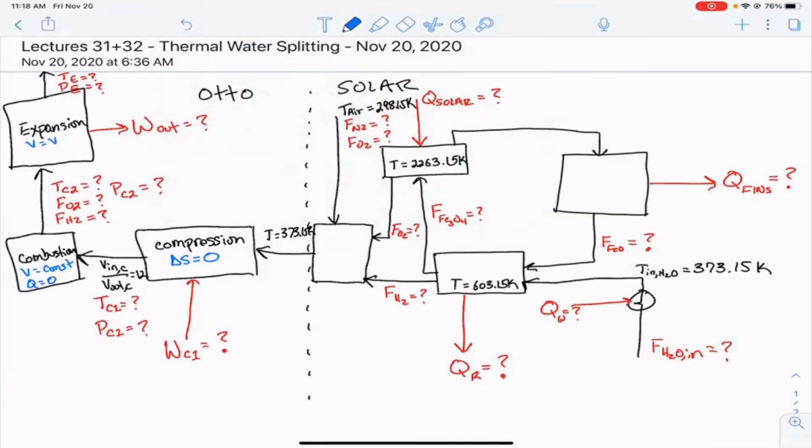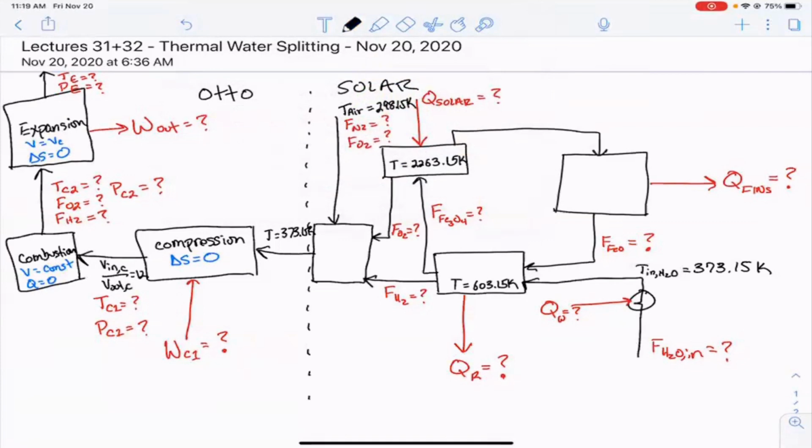So the volume at the end of the expansion is equal to the same volume that we had in the combustor, or sorry, in the compressor. And finally, that the change in the entropy, because it's reversible and adiabatic, is equal to 0. Okay? And here's all of our variables that we're going to step through and solve for.